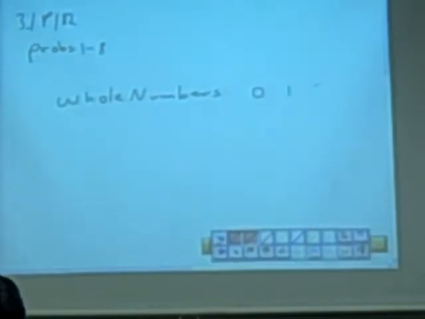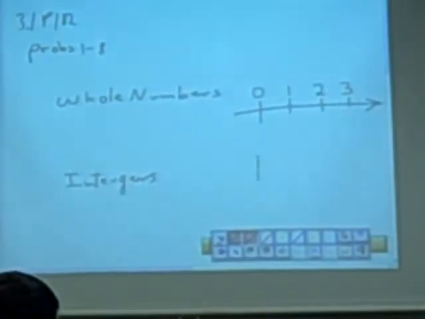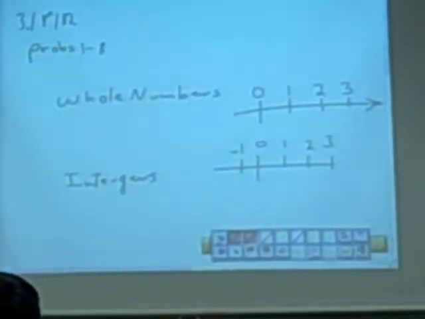So if we were to look at a number line, and that continues on indefinitely. Whereas integers not only have 0 and counting numbers, but they also have the opposites, what we call negative numbers. So we can say that integers are positive and negative whole numbers in a way.